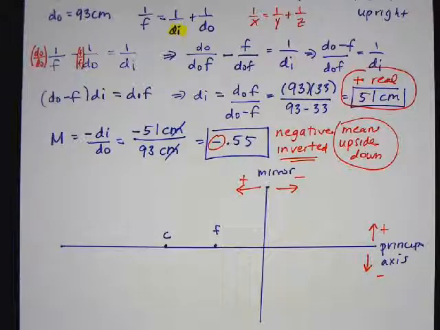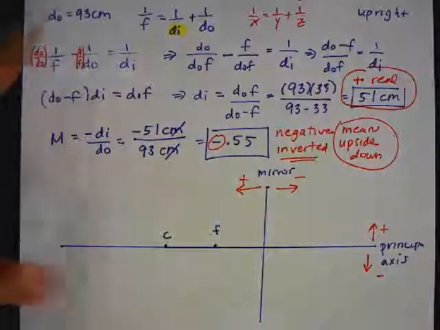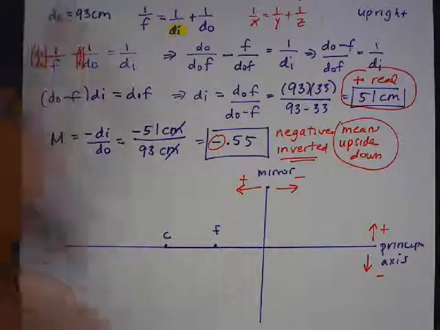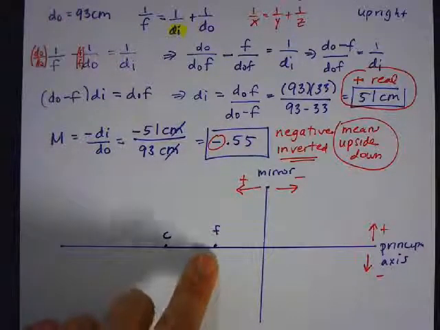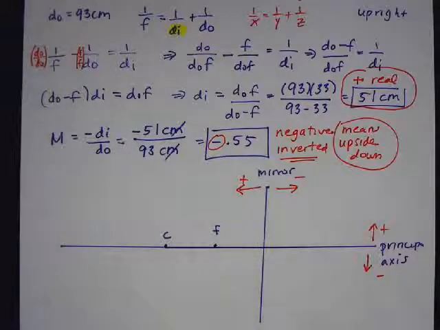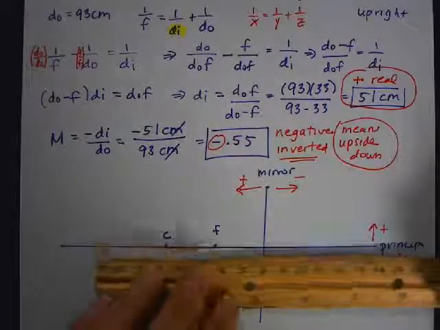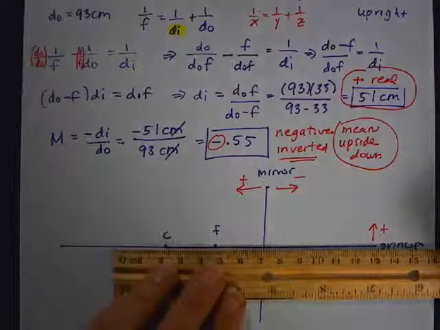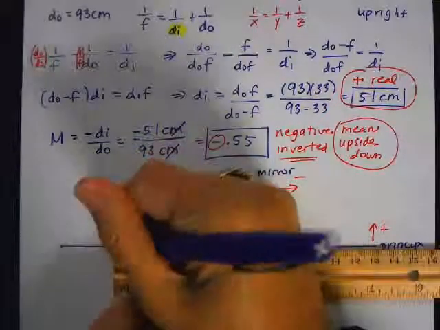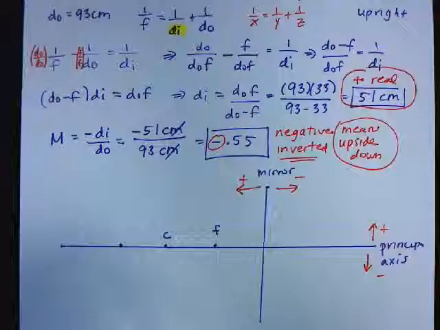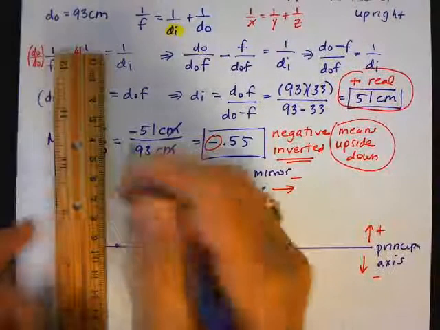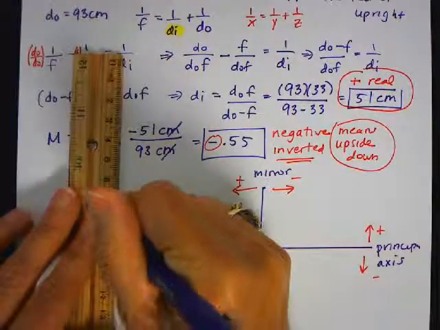And now it tells me that my object is placed at 93. So that's almost 3 times what the focal point is. So now I'm going to draw that. So here is where my object is going to be placed. So here's my object, which I'm going to draw by an arrow.